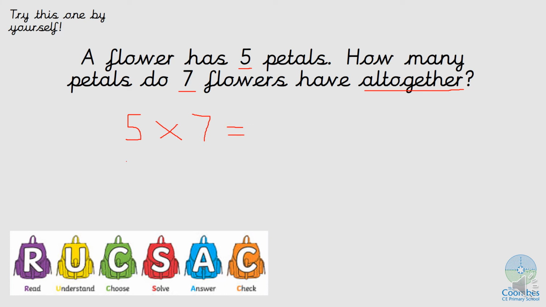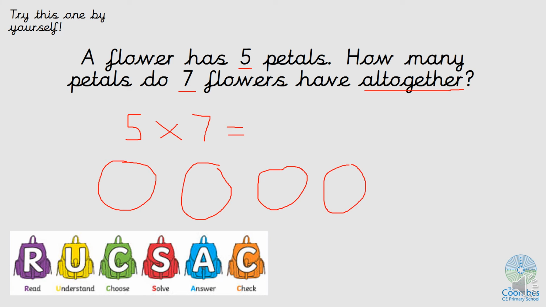So, I need 5 groups, 1, 2, 3, 4, 5, and 7 in each. 1, 2, 3, 4, 5, 6, 7. Again, 1 to 7, and again, and again, and the last one, 1, 2, 3, 4, 5, 6, 7.